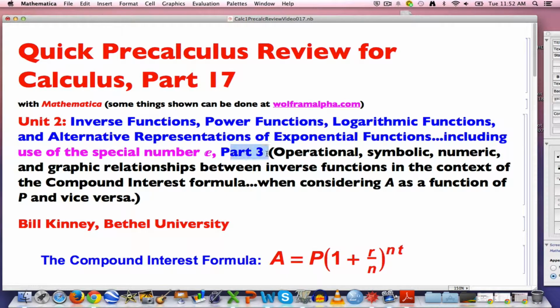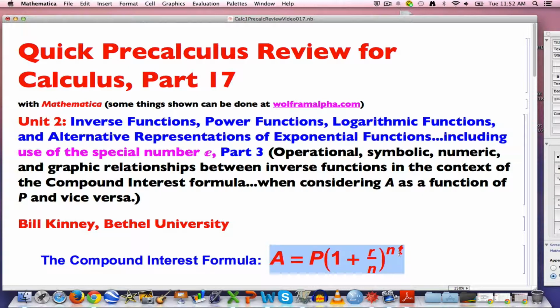This is part 3 of Unit 2 of Quick Precalculus Review for Calculus. In part 1 of Unit 2 we were given a compound interest problem, and we solved it using this compound interest formula. In part 2 of Unit 2 we thought about the exact same problem and the exact same formula, but we thought about it in terms of functions.